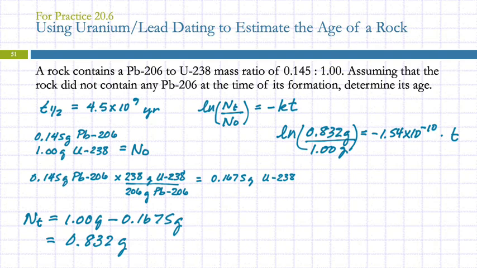Ooh, that's a big one. So t equals 1.19, so 1.2 times 10 to the 9th years. That's an old rock.